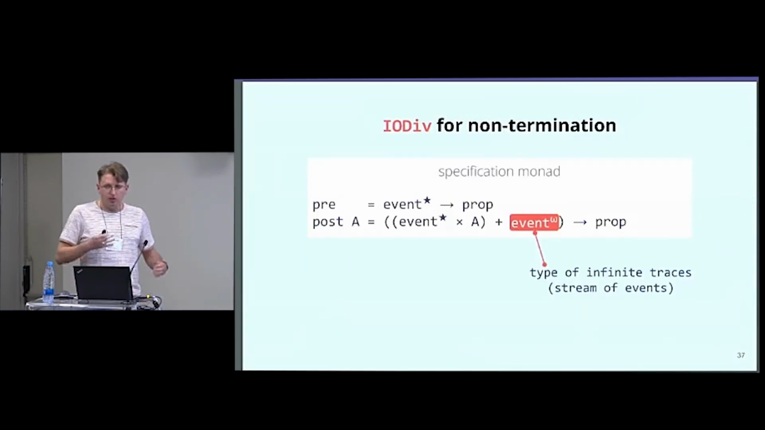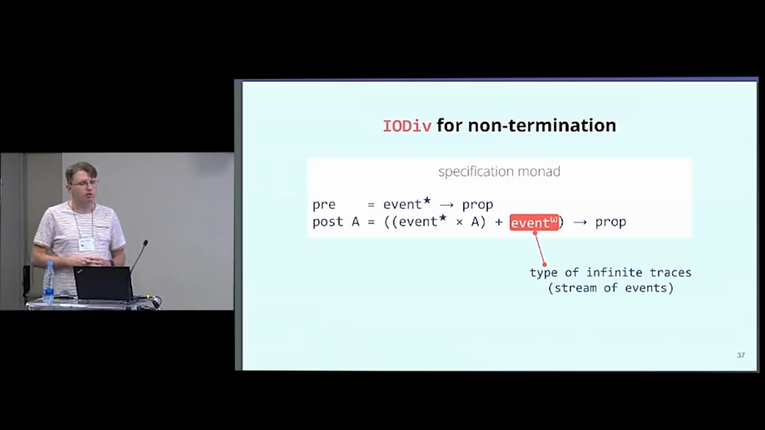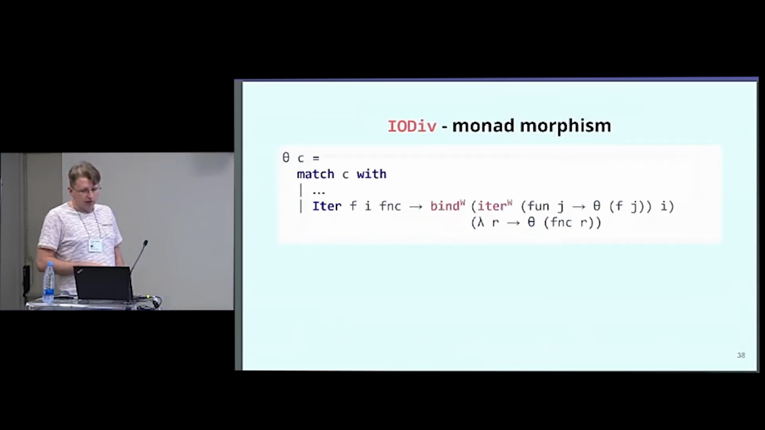So we change our computation monad, and we also have to change our specification monad and the monad morphism between the two. Now our postcondition, which before was over finite traces and the result, is also over infinite traces that are represented as a stream of events. So this is how our specification monad changed.